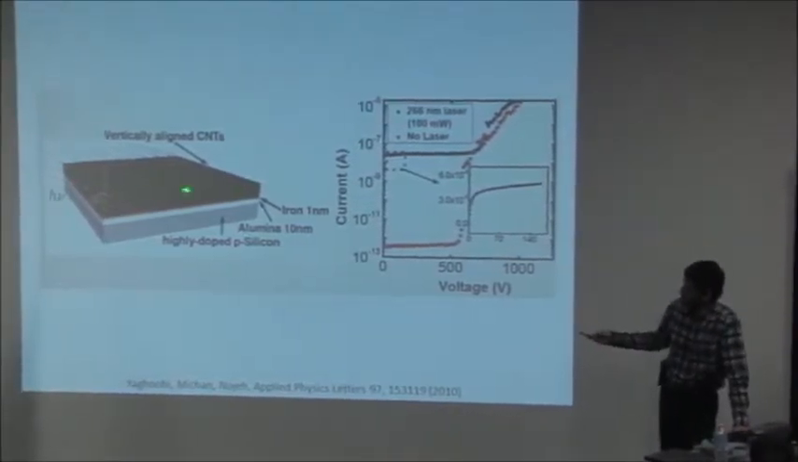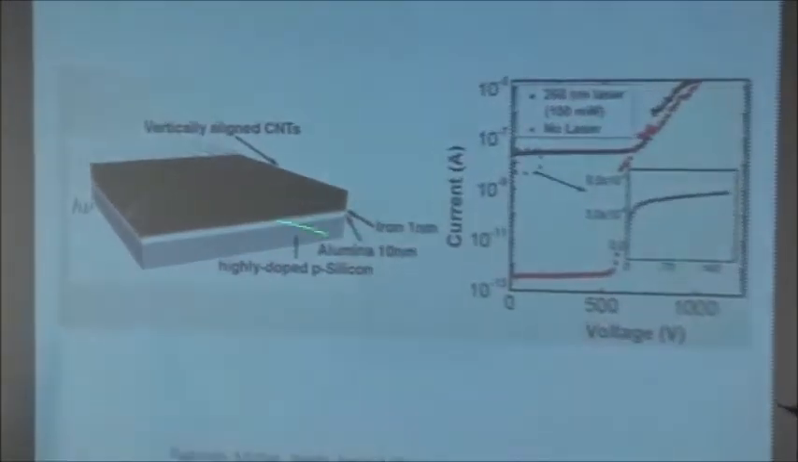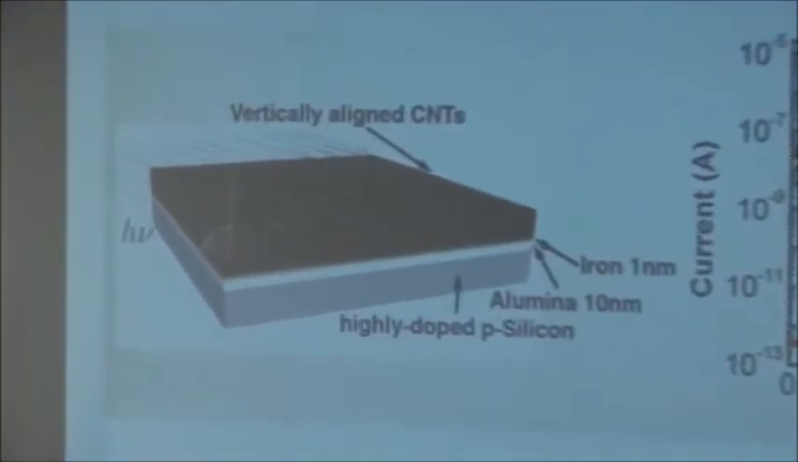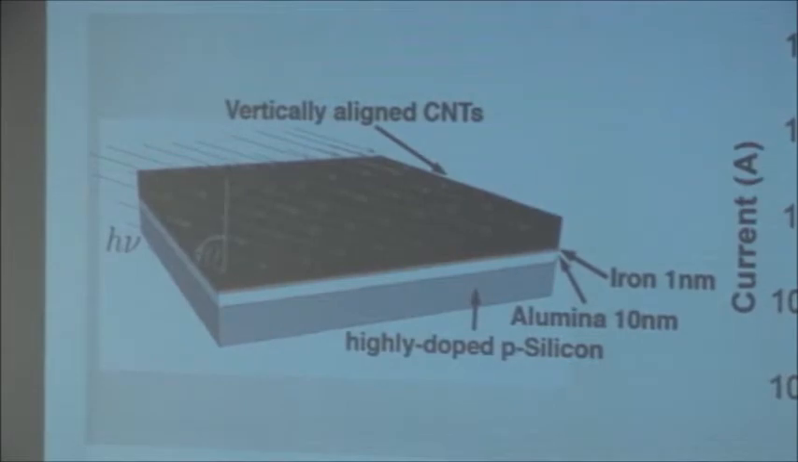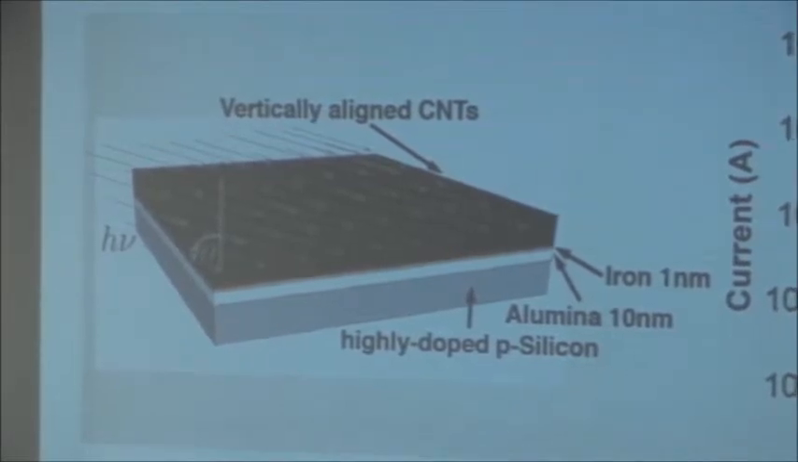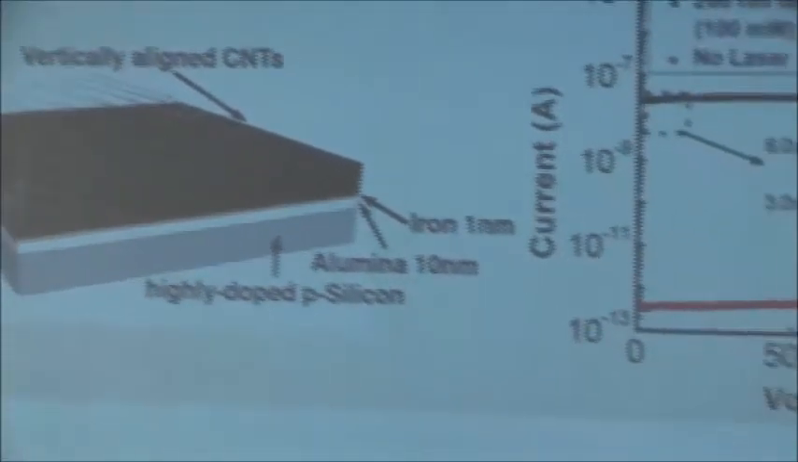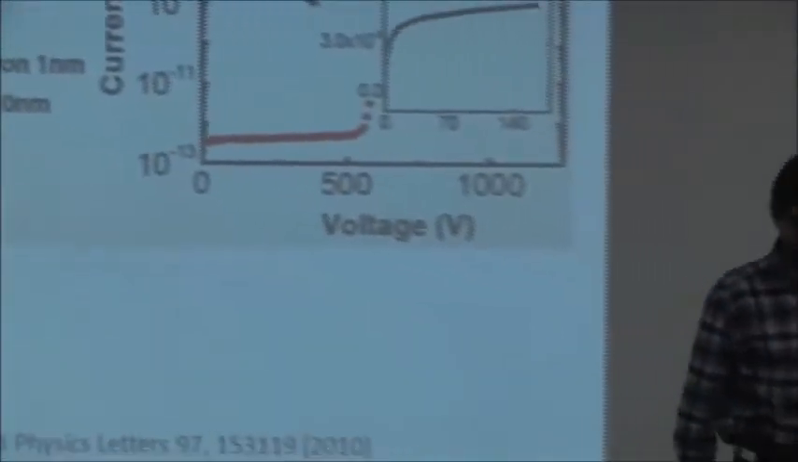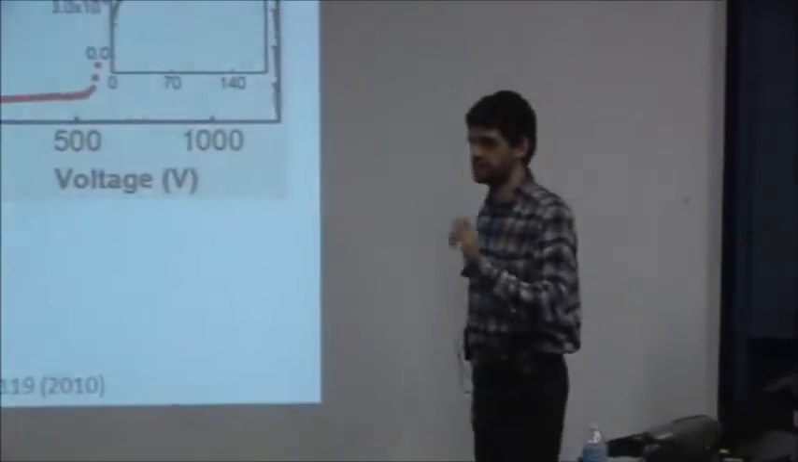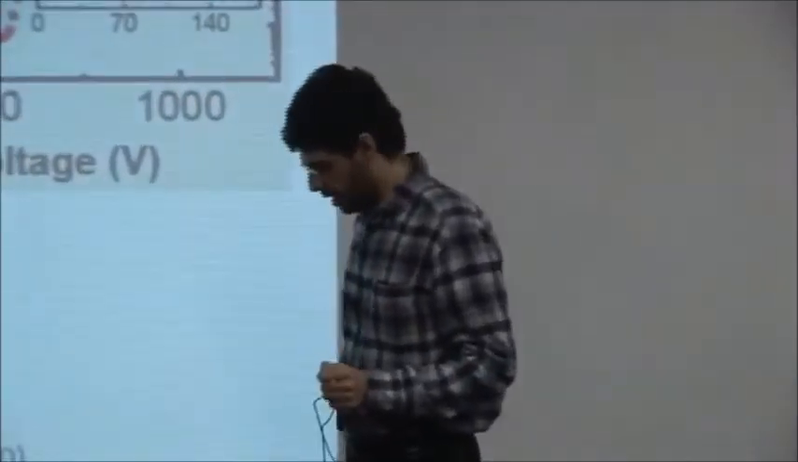This is a nanotube forest. In this case, we have been flood illuminating it with a beam of light. So this is not focused, it's just flood illumination. And this beam is a 266 nanometer wavelength UV light, photon energy of 4.66 electron volts.